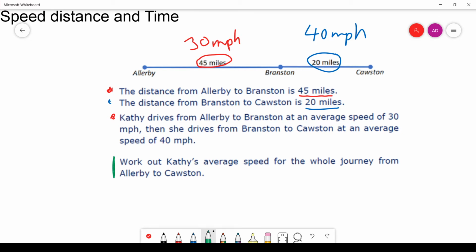Work out Kathy's average speed for the whole journey from Allaby, right here, to Corston. Now for this part, I need a DST triangle. The total distance travelled from Allaby to Corston is 45 plus 20 is 65 miles.